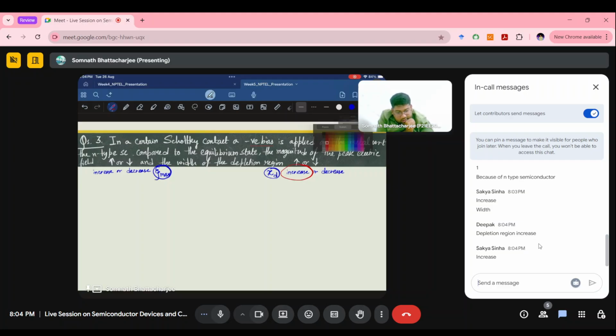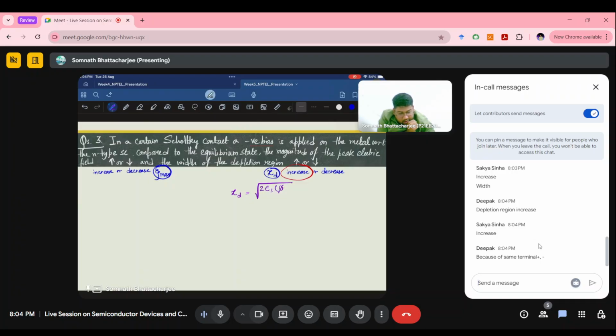We know that the equation of the depletion width is xd equals root over 2 epsilon s psi of minus VA, where VA is the applied bias voltage, divided by q N D. So this is the case.